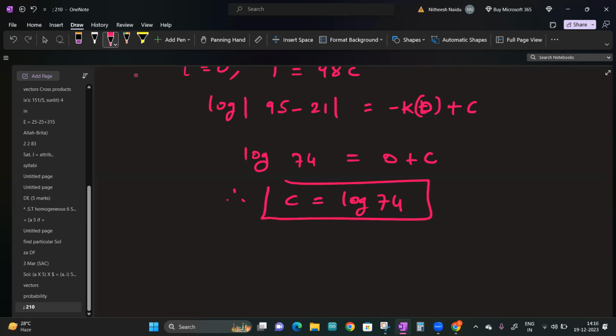In integration, this is called a particular solution. In differential equations and integration, getting the C value by substituting some parameters like t equal to 0 and capital T equal to 95 is called a particular solution.